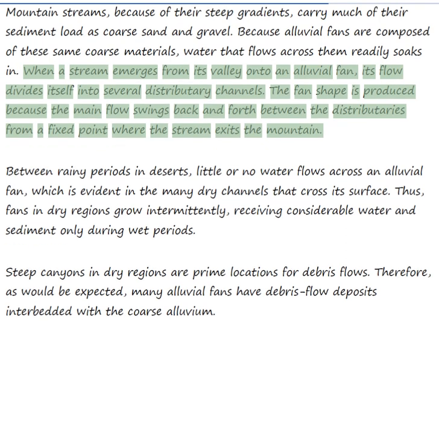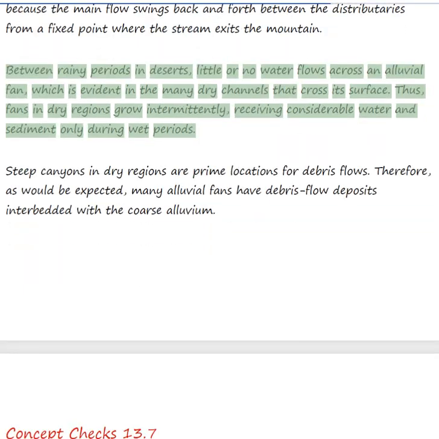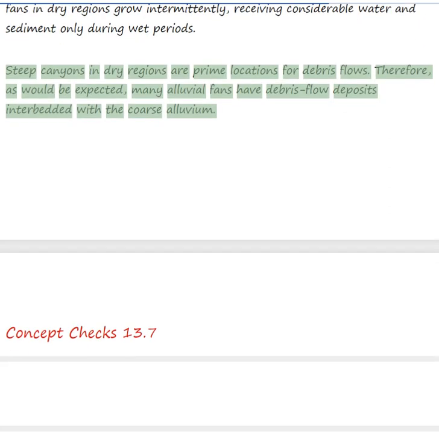When a stream emerges from its valley onto an alluvial fan, its flow divides itself into several distributary channels. The fan shape is produced because the main flow swings back and forth between the distributaries from a fixed point where the stream exits the mountain. Between rainy periods in deserts, little or no water flows across an alluvial fan, which is evident in the many dry channels that cross its surface. Thus, fans in dry regions grow intermittently, receiving considerable water and sediment only during wet periods. Steep canyons in dry regions are prime locations for debris flows. Therefore, as would be expected, many alluvial fans have debris flow deposits interbedded with the coarse alluvium.